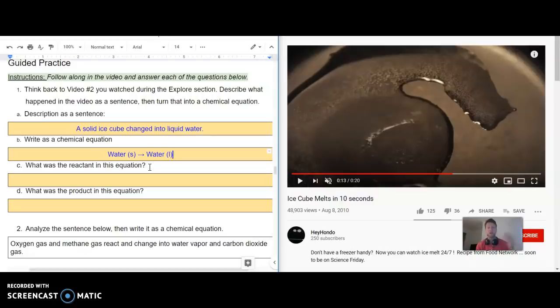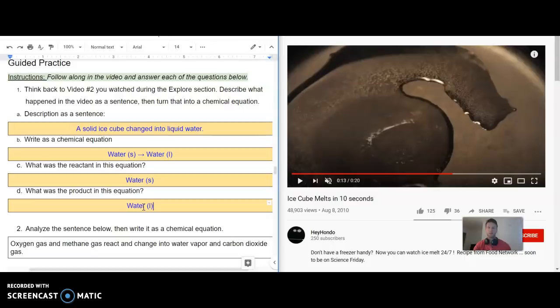That is the reaction we just watched in the video written as a chemical equation. Any scientist could read that and tell you exactly what it was. They'd say, oh, you had some solid water, or some solid ice, and it changed into liquid water. Great, easy. Now the reactants in that equation, remember, is what we started with. So everything before the arrow is our reactants. So our reactant was solid water, or you could have written ice. That works as well. What was the product in this equation? Well, the product was what we ended up with, everything after the arrow. So that was liquid water.